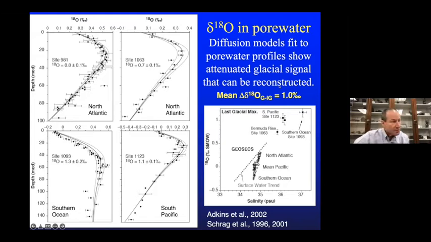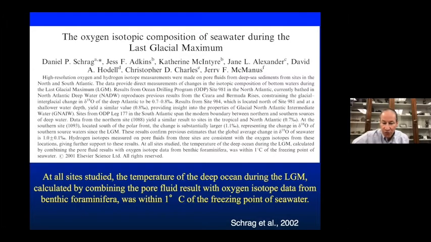Now, if you remember, the total change evident in calcium carbonate shells was 2 per mil. So this is saying that the water signal was about half of that, 1 per mil. And the only other dominant control is temperature. The influence of temperature indicates that something like a 4 degree C change occurred.